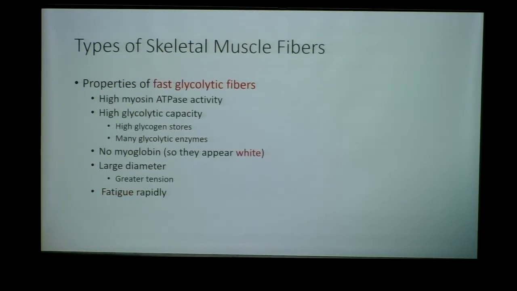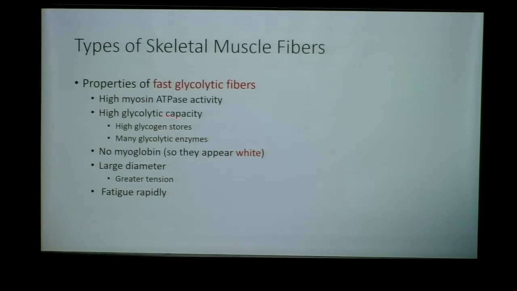Okay, then there are fast glycolytic fibers. So this is on the completely opposite end of the spectrum. These fibers have high myosin ATPase activity. They have high glycolytic capacity, and that translates to lots of glycogen stores, lots of glycolytic enzymes, right? The enzymes that are responsible for breaking down that glucose, the whole glycolysis pathway. We need those enzymes present in a large amount to facilitate the rapid breakdown of glucose. We need lots of glycogen present in these tissues, again, to generate that ATP anaerobically.